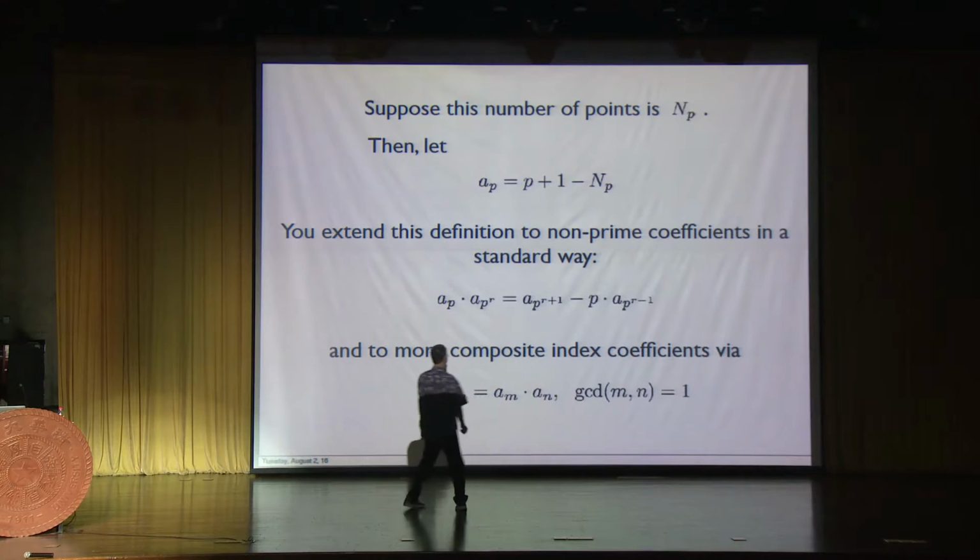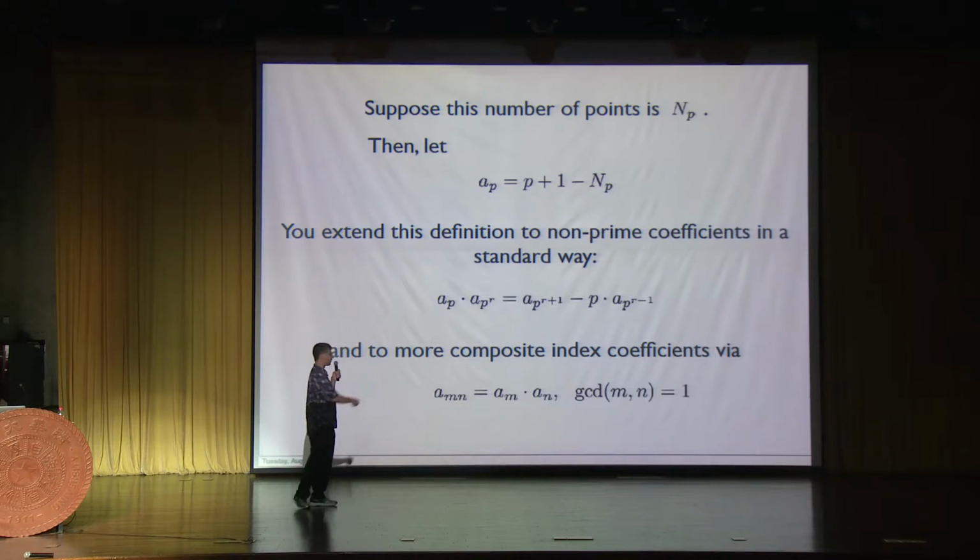And for more composite index coefficients, a_mn is multiplicative. So the resulting a's, if you think of them as coefficients of an object, it's a multiplicative object. The coefficients are multiplicative.